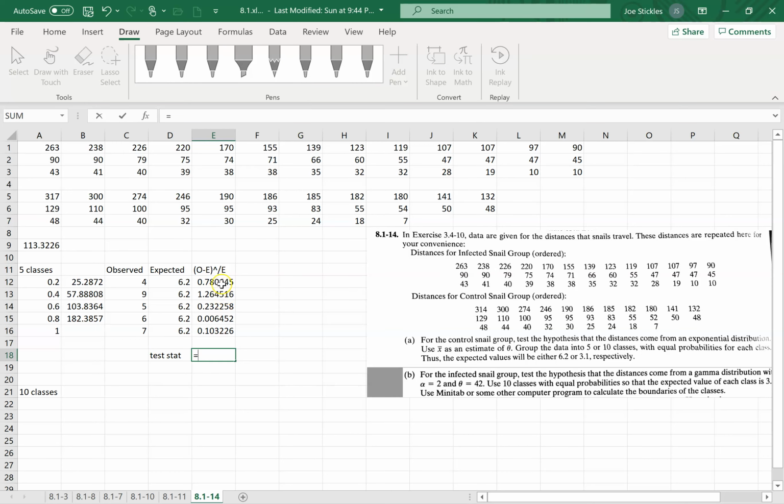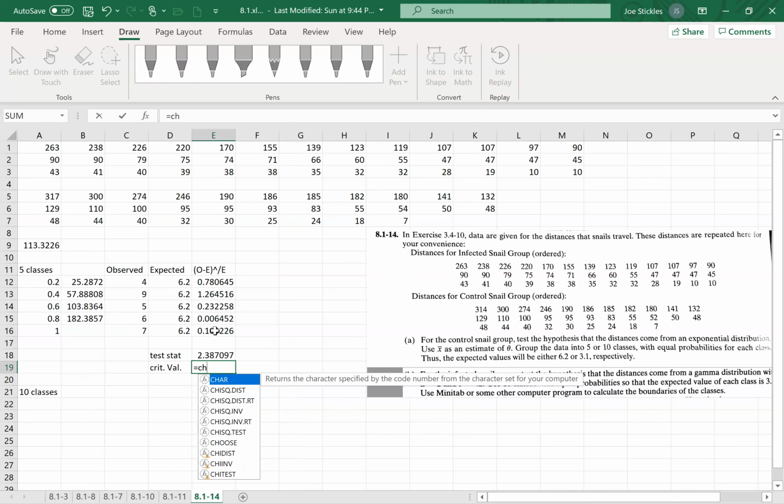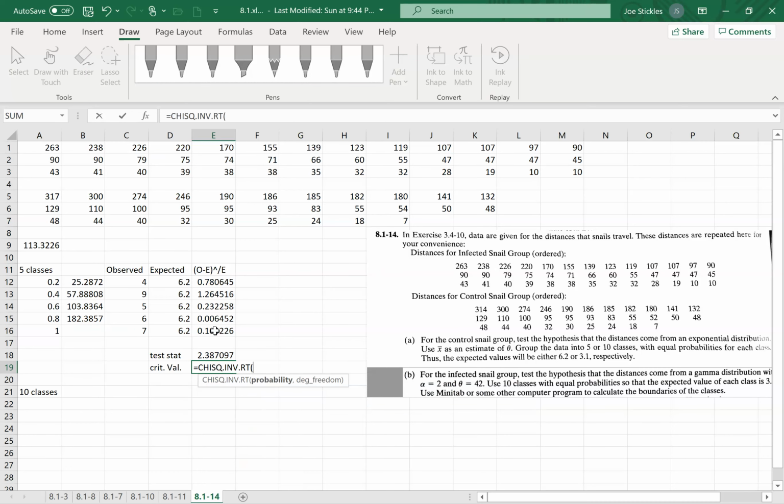Get our test stat. We add these up. Critical value. All right. We use our chi-squared inverse function to get the critical value to compare to. I'm sure we're going to use alpha equal to 0.05 because that's what we always use apparently. Degrees of freedom. Well, there's 5 classes. We lose a degree of freedom because the last class is determined. 4 classes. We lose a degree of freedom because we estimated the average. So 3 degrees of freedom. There's our critical value.